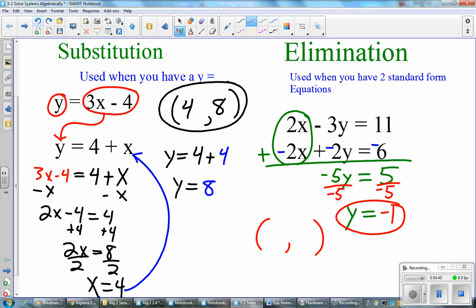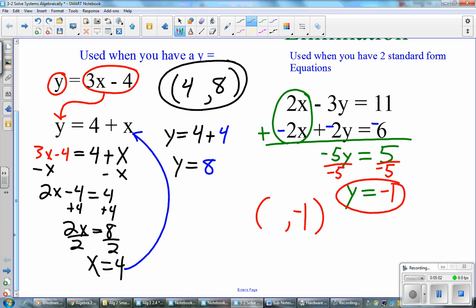The y coordinate will be -1. Now I just got to find the x. And so take that -1 and pick whichever equation you like the best, whichever one you want to solve it with, plug that back in. I'm thinking I'm going to go back to my original 2x plus 2y equals 6 because I like those smaller numbers. And I'm going to put this negative 1 into the y spot.